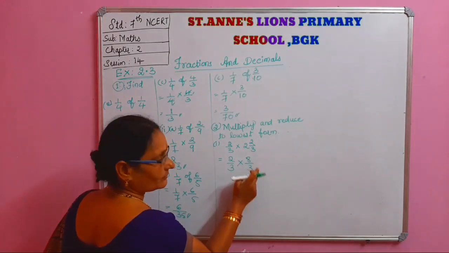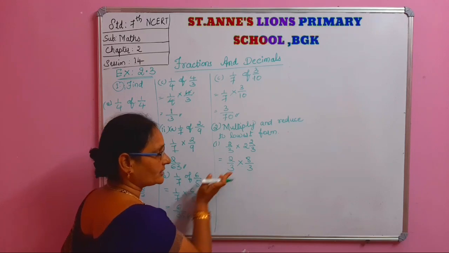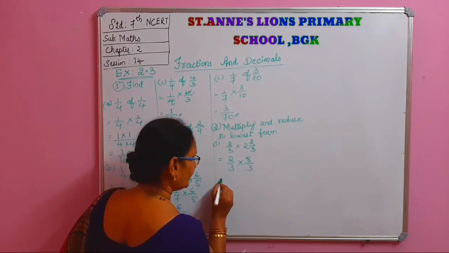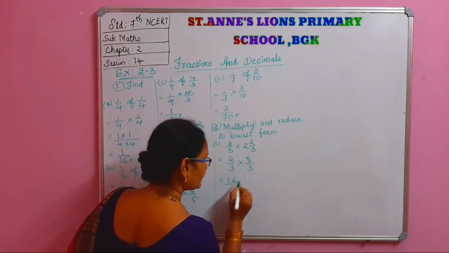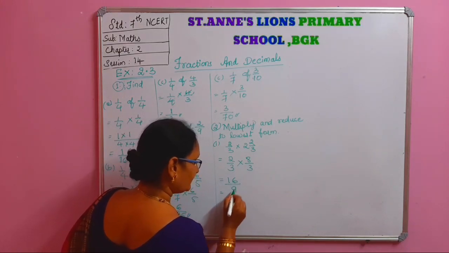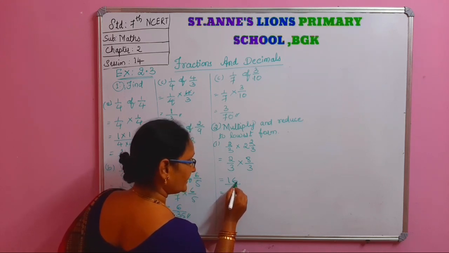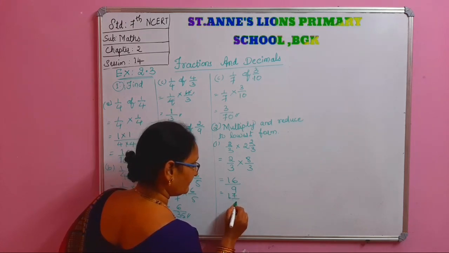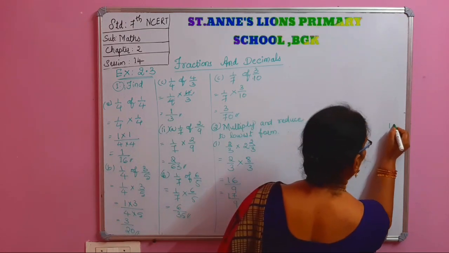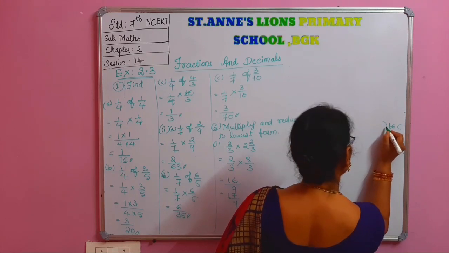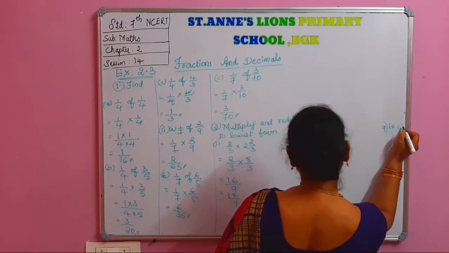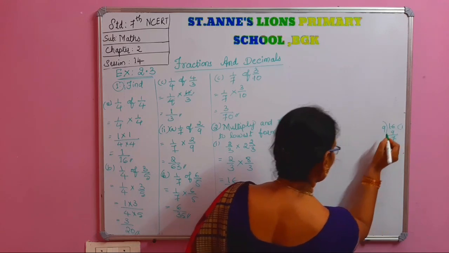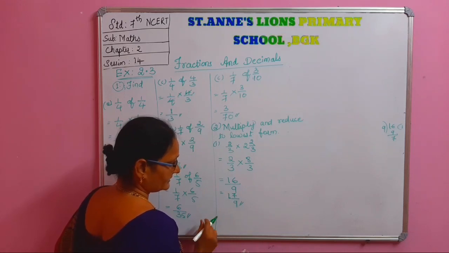How? Up and down: numerator to denominator, or crosswise. Here it is not possible. So then what to do? 2 8s are 16. 3 3s are 9. In the mixed fraction, 9 1s are 9. Here in the 16, 9 1s are 9, so 7 remained. One integer 7 by 9. Or if not, you can divide. In the previous exercise I have shown you. 9 1s are 9, 16 minus 9 is 7. One integer 7 by 9. Like that you can write the answer.